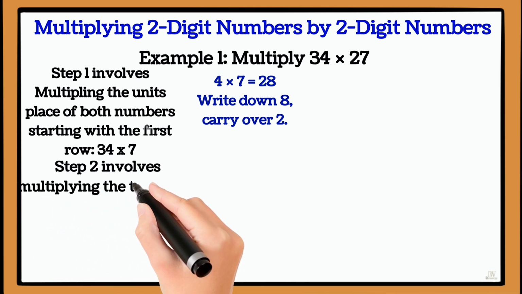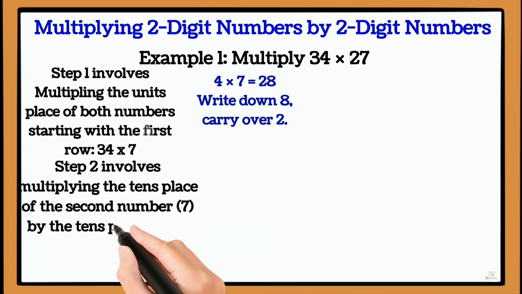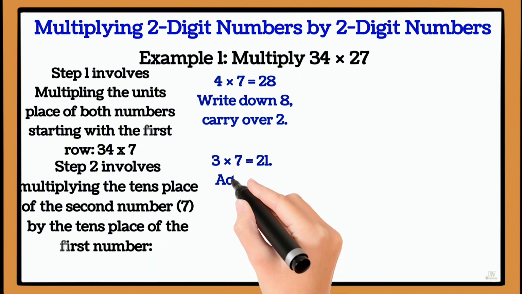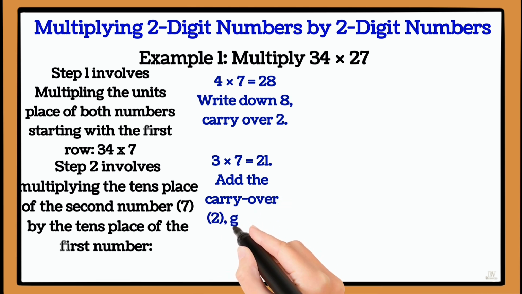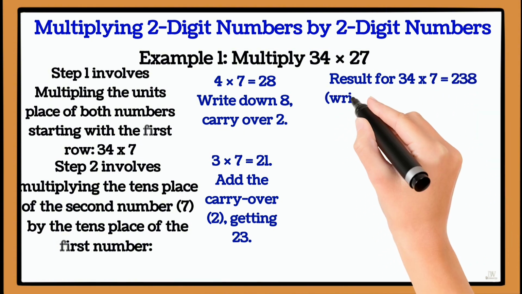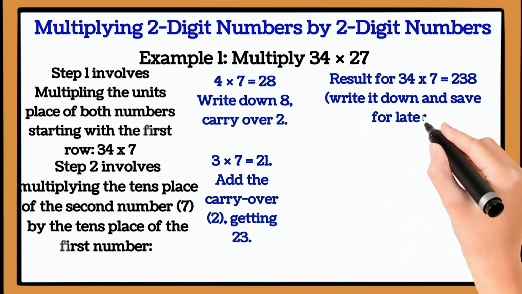Step 2 involves multiplying the tens place of the second number, 7, by the tens place of the first number. 3 times 7 is equal to 21. Add the carryover, 2, getting 23. Result for 34 times 7 is equal to 238, write it down and save for later.